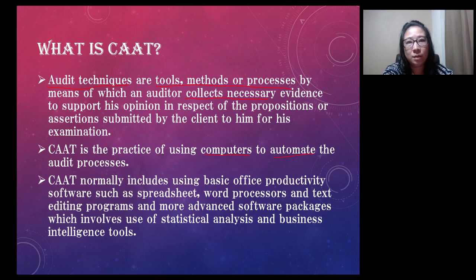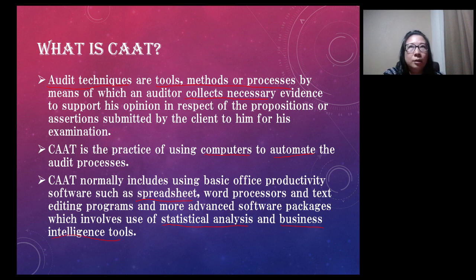Usually CAAT includes basic office productivity. It can use spreadsheets, word processors and other editing programs, and there are also several software packages that can be used for CAAT. Basically, CAAT is used for statistical analysis and business intelligence also.